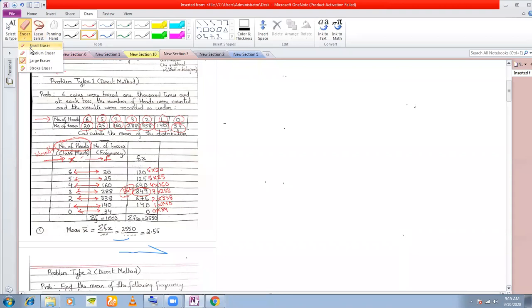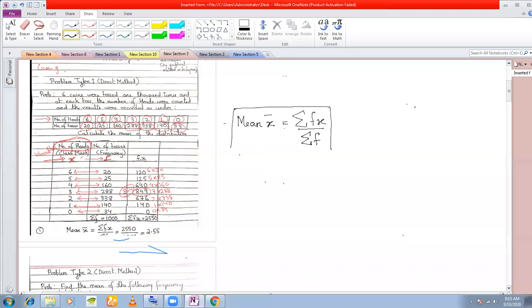Before that, the formula for this will be: mean x bar, mean number of heads x bar, is equal to summation fx by summation f. This is the formula for this simple frequency distribution. This method is also called the direct method, because we are calculating f into x directly here.